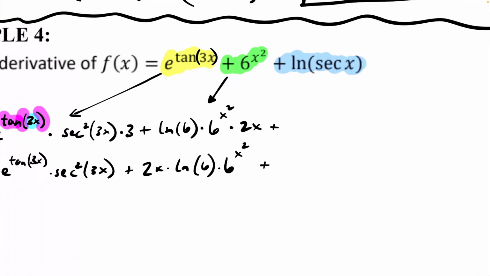Okay. Last one. This is a natural log problem. What's the first thing you do when you find the derivative of anything with a natural log? Fraction. What goes on the bottom? Rewrite, so it would just be secant of x. What goes on top of the fraction? The derivative. What's the derivative of secant? Secant repeats and then times tan.